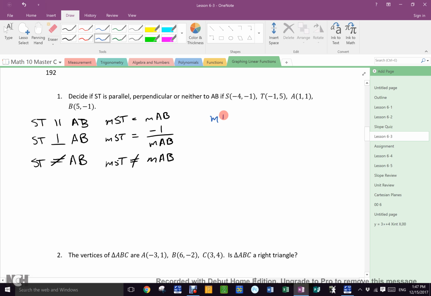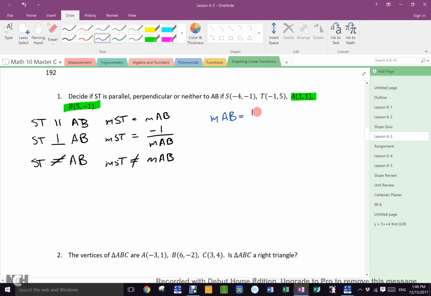What is the slope of AB? No, guys. AB. You're all doing ST. I chose AB on purpose to see if you would read the question. Where's A and B? I am tricky today because it's Friday and I want to make sure that you're thinking. What is the slope of AB?